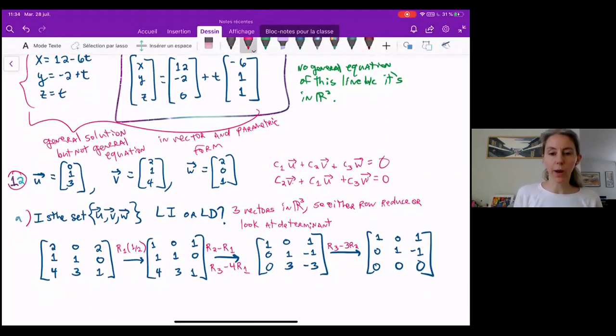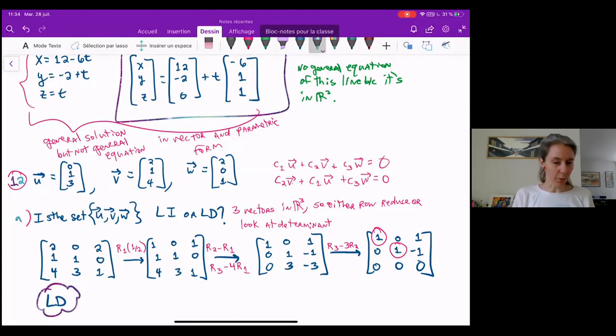Yay! How many pivots do I have? 2. So are these dependent or independent? You got it, Jake. These are dependent. So the answer here is linearly dependent.